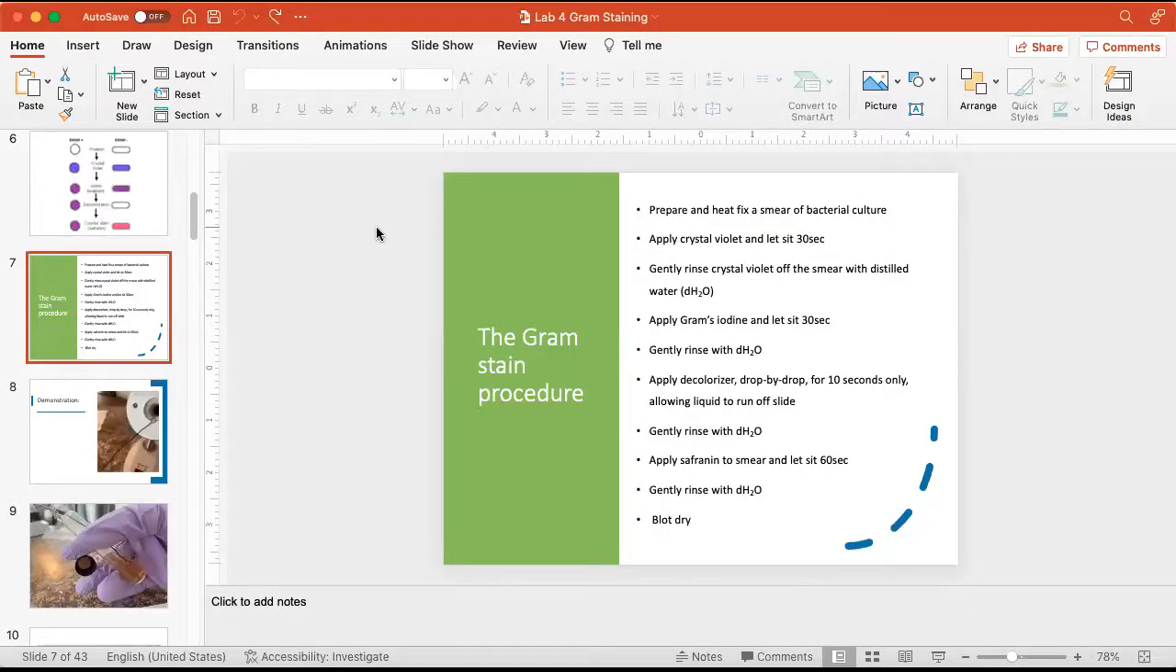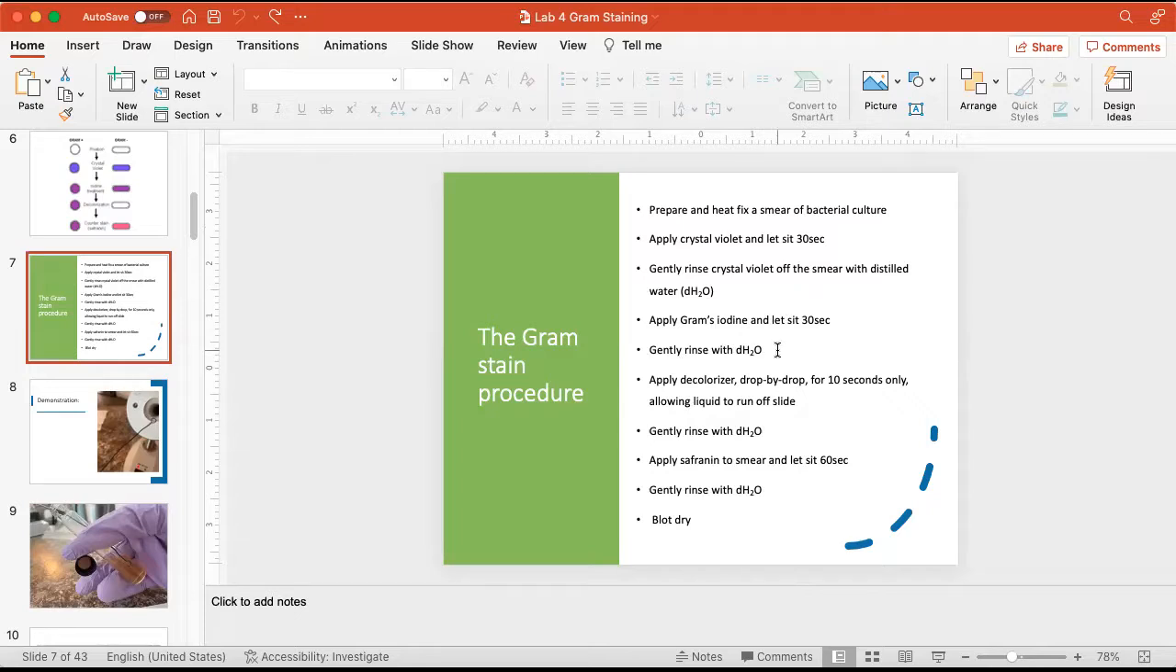Now, while the slide is still wet from the rinse, you're going to put the Gram's iodine on top of the smear and let that sit for 30 seconds. Remember, this iodine is modified. It's had a couple things added into it to make it a mordant. After the 30 seconds, we're going to rinse it with distilled water.